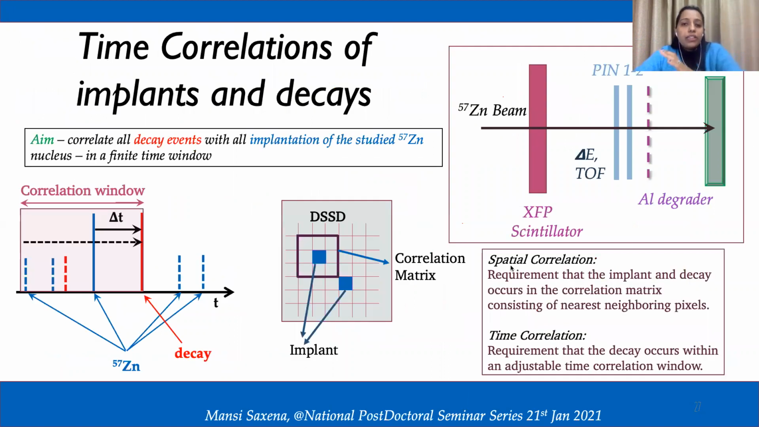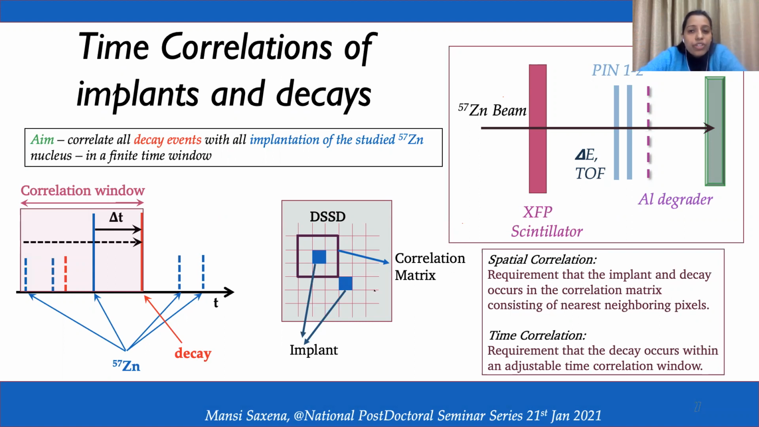Now, the main and foremost aim of the analysis is to correlate the decay events with the implant, that is 57 zinc. This is achieved by examining the relative time and position of the implant and decay events. Once 57 zinc is implanted inside the DSST, we can localize its position and time. Once we have localized the pixel of the implantation, we can look for the decay events that happened within a bit of tolerance, which we define by this correlation matrix.